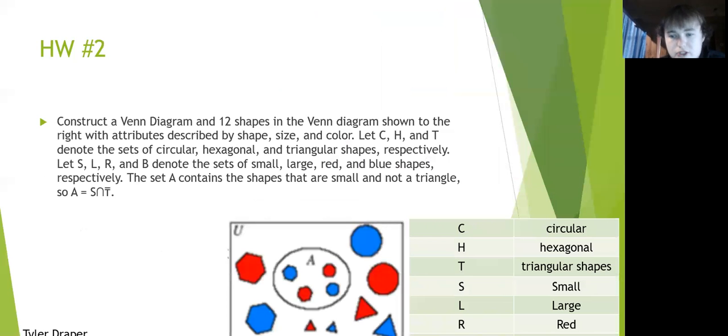All right, thank y'all. We'll go to homework question number 2. Construct a Venn diagram in 12 shapes, and the Venn diagram shown to the right. It actually means the bottom right down here.